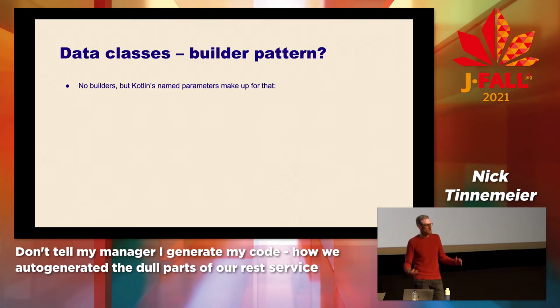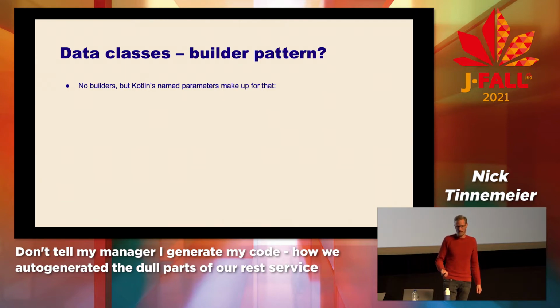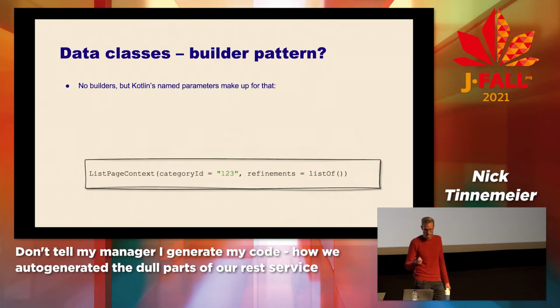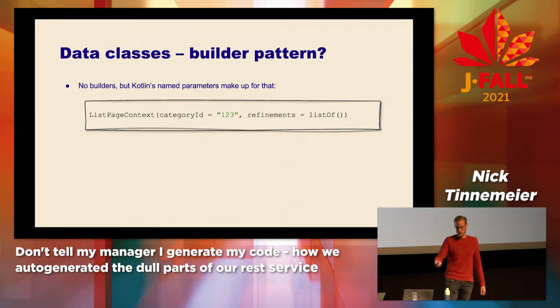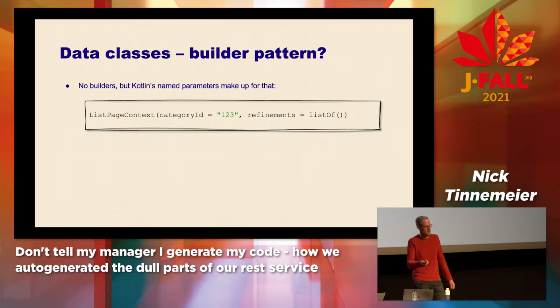Well, Kotlin doesn't support builders. You can build them yourself just like you can do in Java. But actually, that's not a big deal because the named parameters from Kotlin really make up for that. And here you see why, because now I'm just using the constructor. So this is in Kotlin, I'm using the constructor, and I can actually tell you what the 1, 2, 3 is. You can see from the code, it's the category ID, and you can see that the list of refinements is empty.